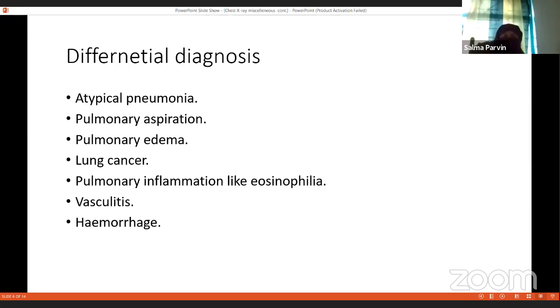What are the other differential diagnoses? Those are atypical pneumonia like MERS, COVID infection, and SARS or other. The pulmonary aspiration, pulmonary edema, lung cancer, and pulmonary inflammation like eosinophilia, vasculitis, and hemorrhage can present such type of X-ray findings.